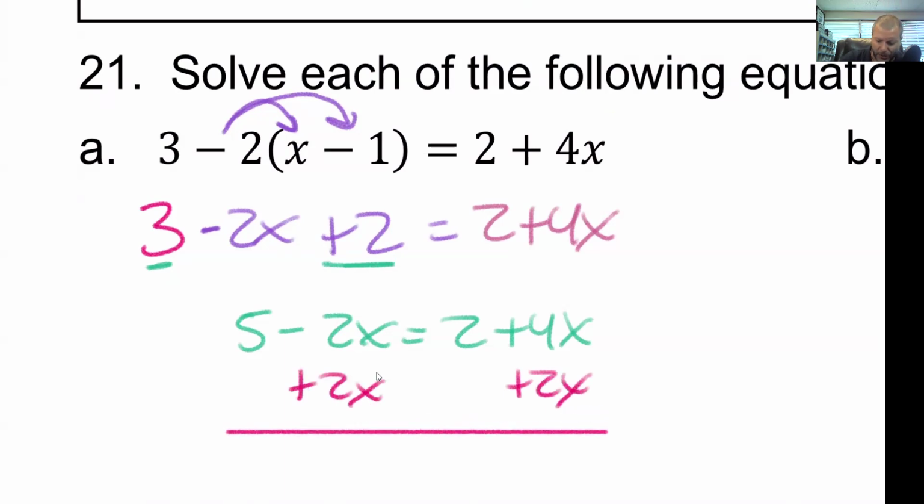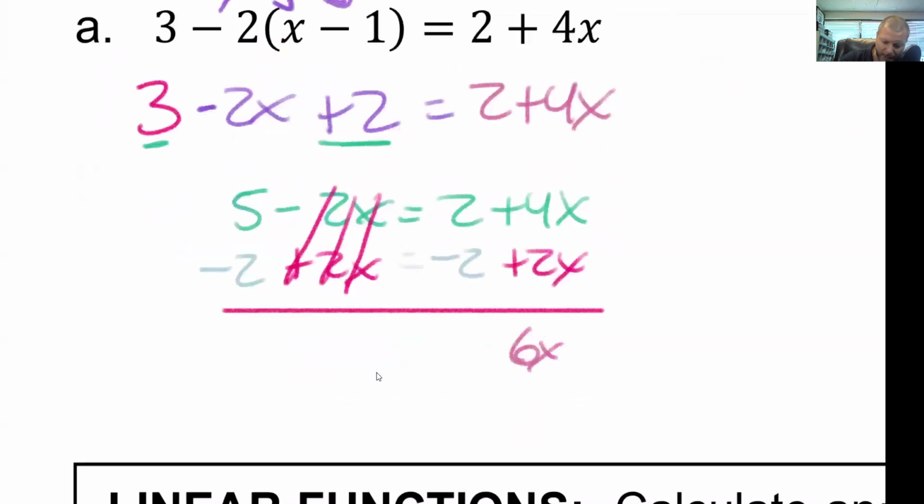So I'm going to add 2 to both sides, which means that since my x's are over here, I want to take this 2 away. So -2, so I'm going to get 3 equals 6x. 6 times x. So to undo multiplication, we divide. And so x equals 3 over 6, which we can reduce down to 1 over 2.